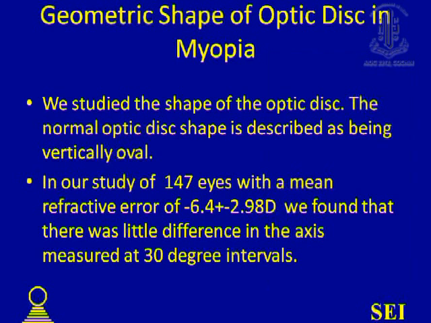We studied the shape of the optic disc. The normal optic disc shape is described as being vertically oval. In our study of 147 eyes with a mean refractive error of -6.4 ± 2.98, we found that there was little difference in the axis measured at 30-degree intervals.